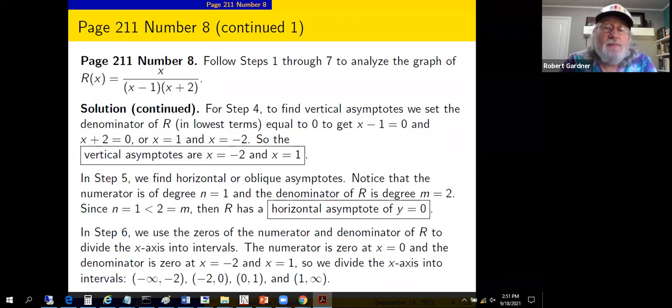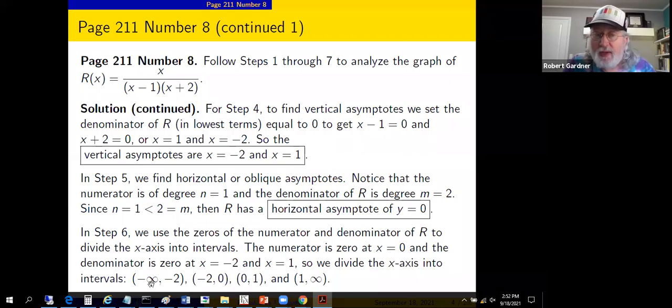Step 6, where is this positive and where is it negative? So what we'll do is use the zeros of the numerator and the denominator to divide the x-axis into intervals. That was step 6. X equals 0 is where the numerator is 0. Negative 2 and 1 is where the denominator is 0. I need those in order, left to right, negative 2, then 0, then 1.